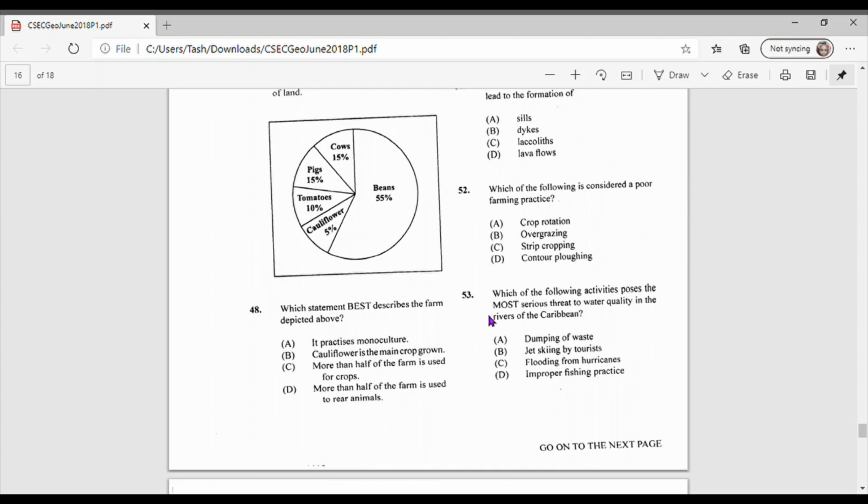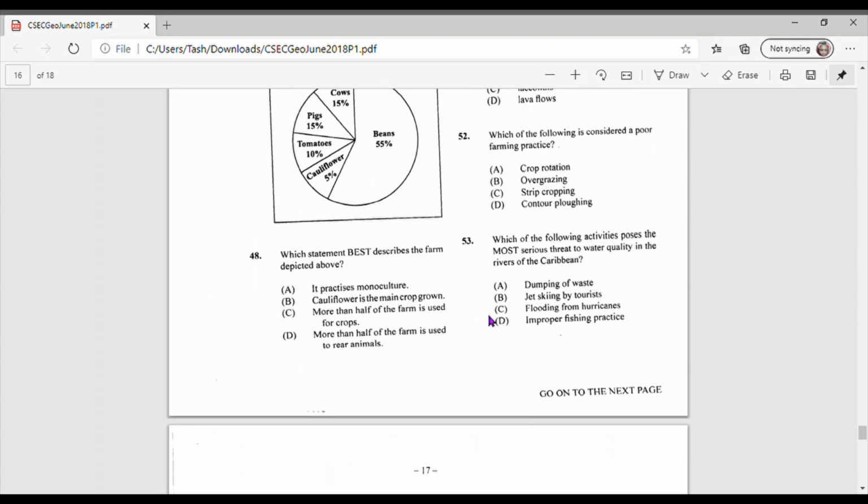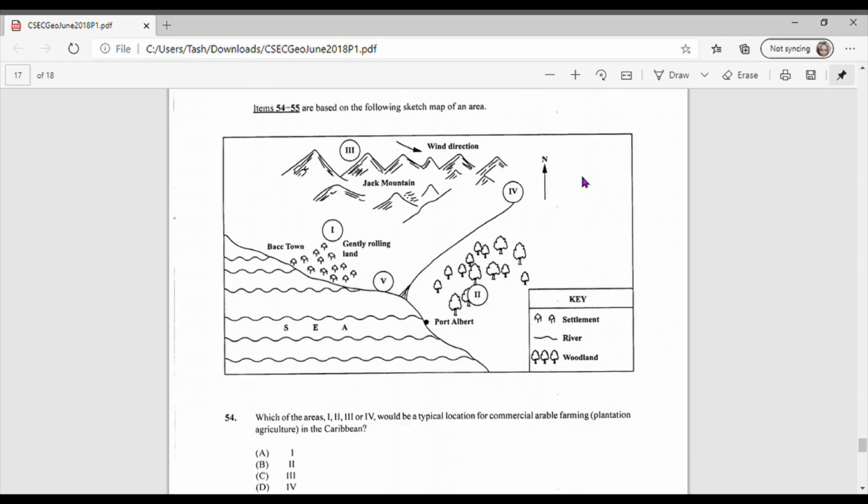53. Which of the following activities poses the most serious threat to water quality in the rivers of the Caribbean? A, dumping of waste, B, jet skiing by tourists, C, flooding from hurricanes, or D, improper fishing practices. 53, that would have been dumping of waste. Items 54 to 55 are based on the following sketch map of an area. 54. Which of the areas 1, 2, 3, or 4 would be a typical location for commercial arable farming, which is plantation agriculture in the Caribbean?